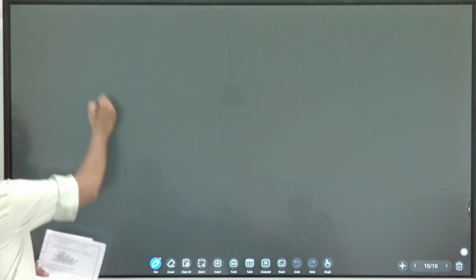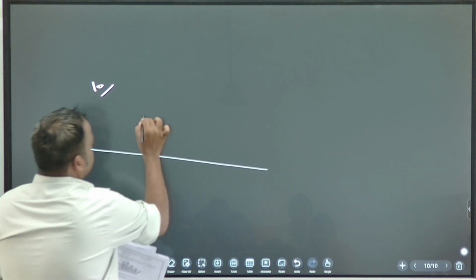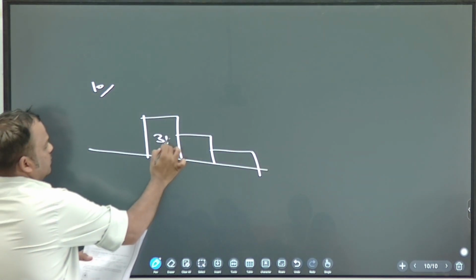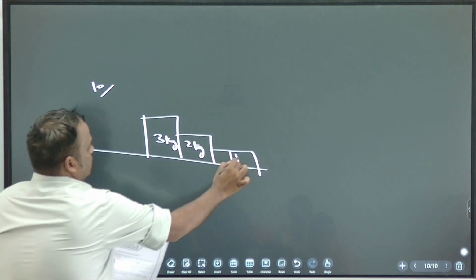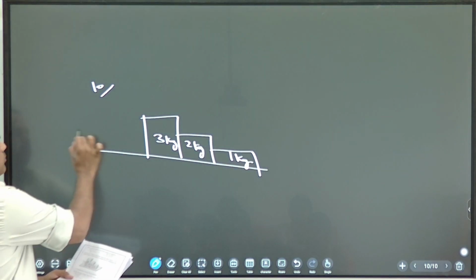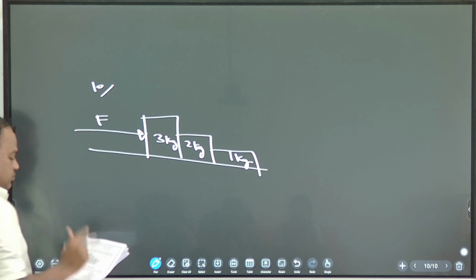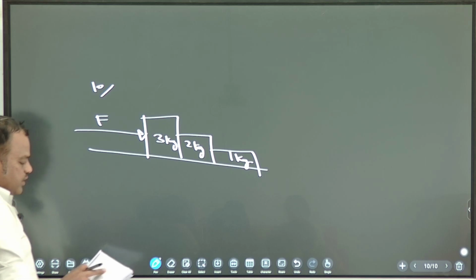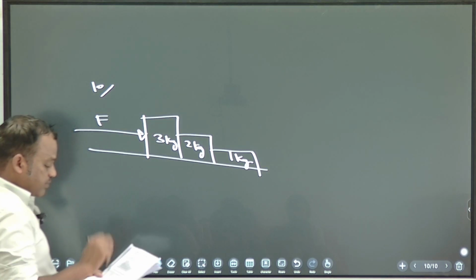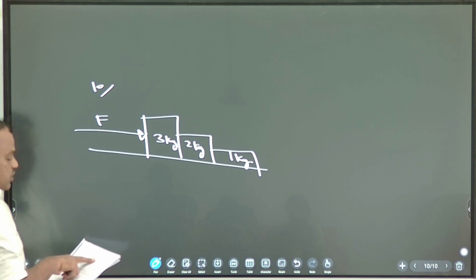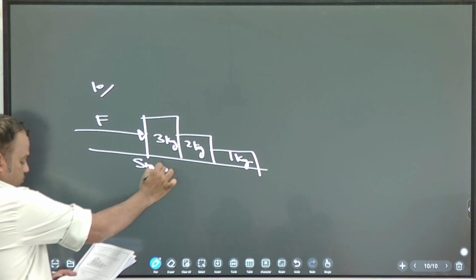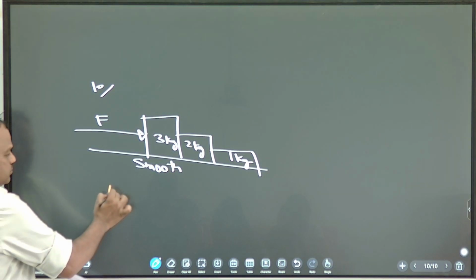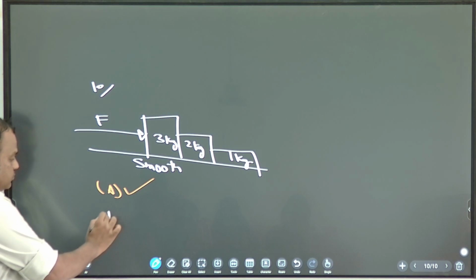Okay. 10th. 3 blocks are there: 3 kg, 2 kg, 1 kg. You are exerting force on 3 kg. Consider the following two statements. Frictionless surface. All blocks move with same acceleration. True or false? True. Good.